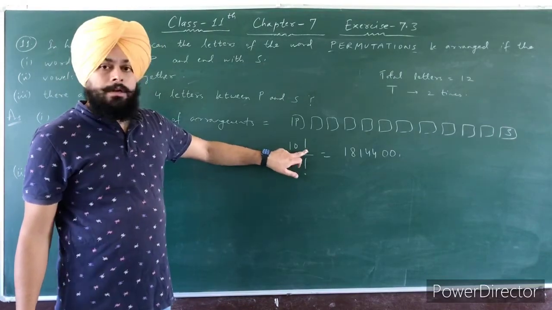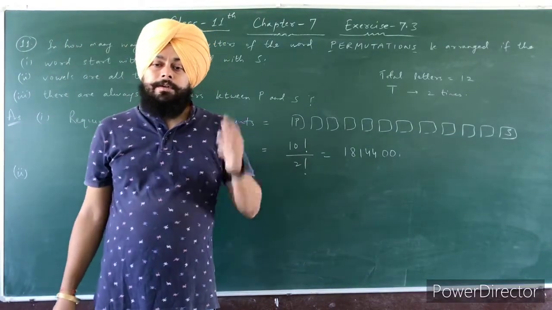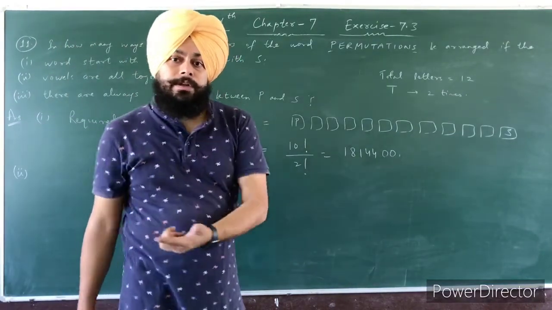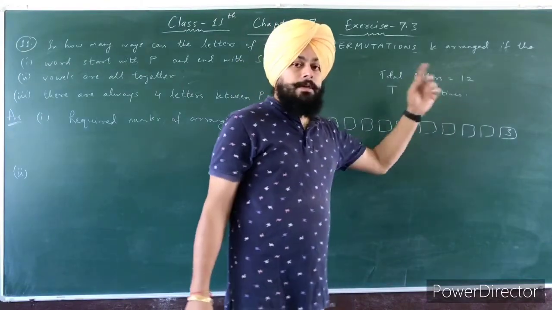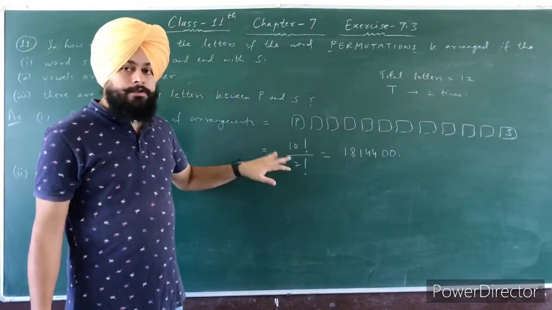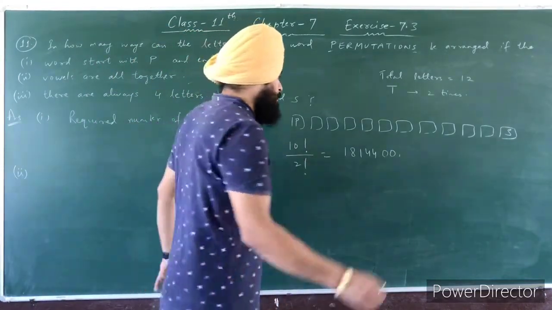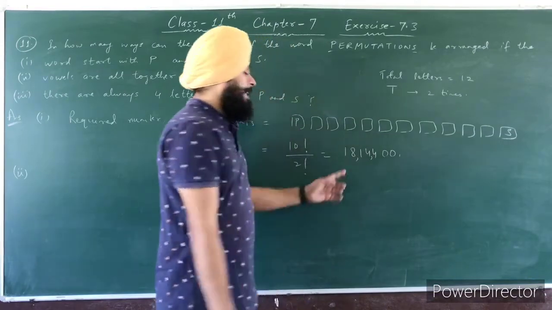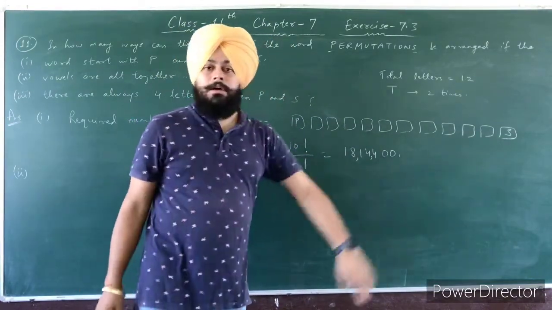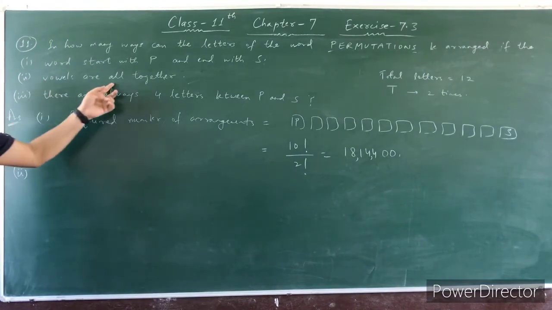So write here 10 factorial divided by what? Divide by the letter which is repeated. Letter T is repeated 2 times, so divided by 2 factorial. So 10 factorial by 2 factorial, when you solve it the answer is 1814400. So this is your first part.